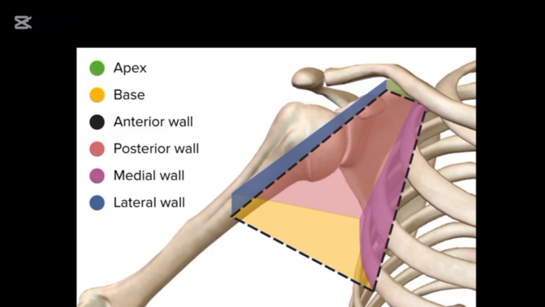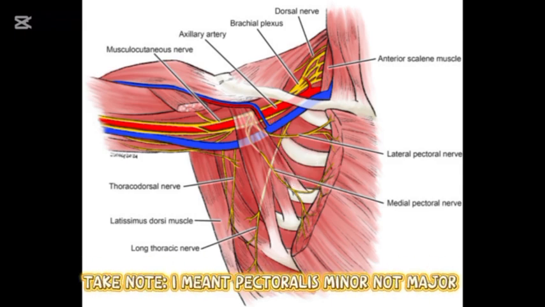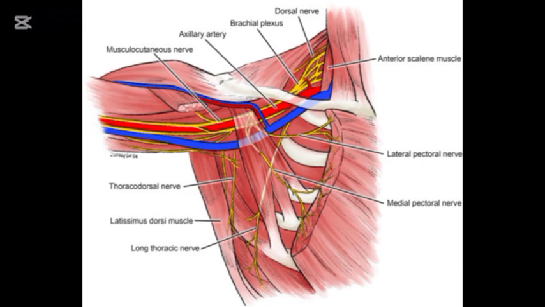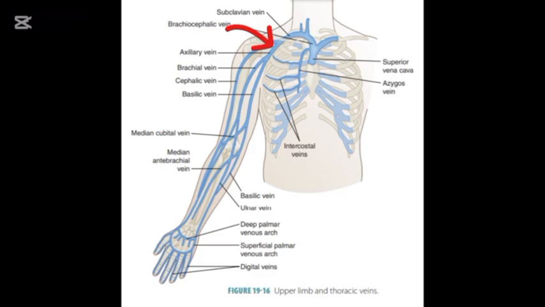Moving on to the contents of the axilla region, number 1 is the axillary artery and branches. This is the main artery supplying the upper limb. It has 3 parts, one posterior to the pectoralis major, one lateral to the pectoralis minor, and one medial to the pectoralis minor. So it is the medial and the posterior parts that travel in the axilla. Number 2 is the axillary vein and tributaries. This is the main vein draining the upper limb. It has 2 largest tributaries, which are the cephalic and the basilic vein.